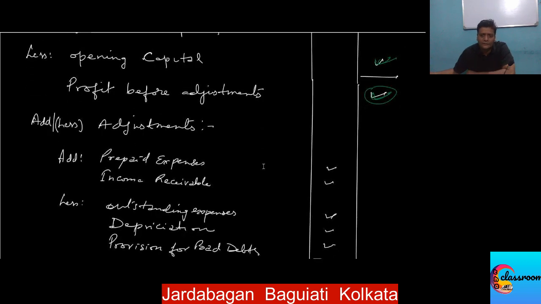This profit needs to be adjusted in the light of these adjustments, so that we get the correct and final net profit. So we further need to add these expenses, like I've written some of them, like prepaid expenses. Prepaid expenses we need to add to the profits because of this expense which was prepaid. Our profits had reduced, so we need to add it back. Similarly, some income might still be receivable, which is income for the year, so we need to add this.